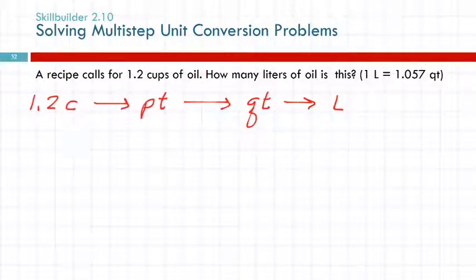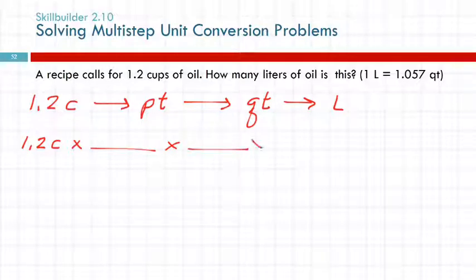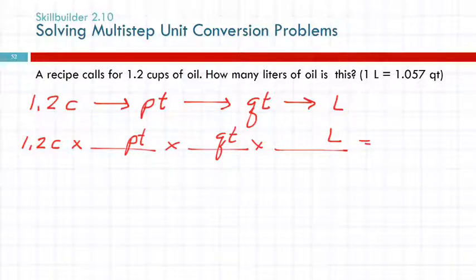But now we have 3 steps. 1.2 cups, 3 arrows, 3 fractions. The path says cups to pints to quarts to liters. So that's what we're going to write here: cups to pints to quarts to liters. Once you get the path down, it's just a matter of following a pattern.